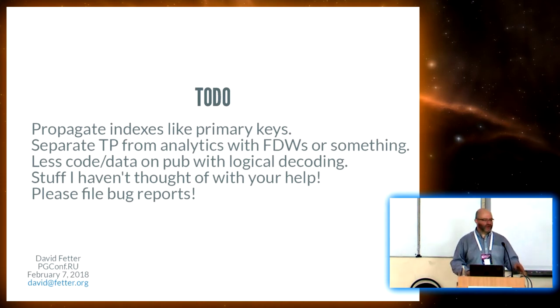So on this particular project, I have a to-do list. Maybe we should see about propagating indexes like primary keys into the index structure of the leaf table so that we could do primary key lookups even faster. Let's imagine we're not doing a time-based thing, but we're doing a key-based lookup as to the history.